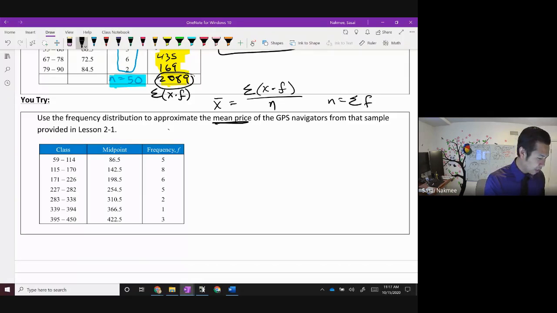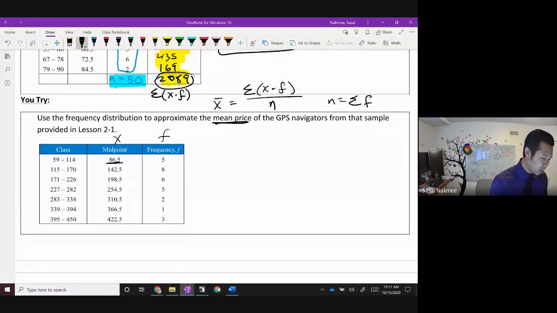So you guys see right here, right? This is my frequency. My midpoint is my data, right? My representation of my data. Because again, if I was trying to multiply this 5, I don't know what to multiply by. I don't know if I'm going to multiply by the 59 or the 114. So what we do is get the average between the two of them. And the average between the two of them is 86.5.